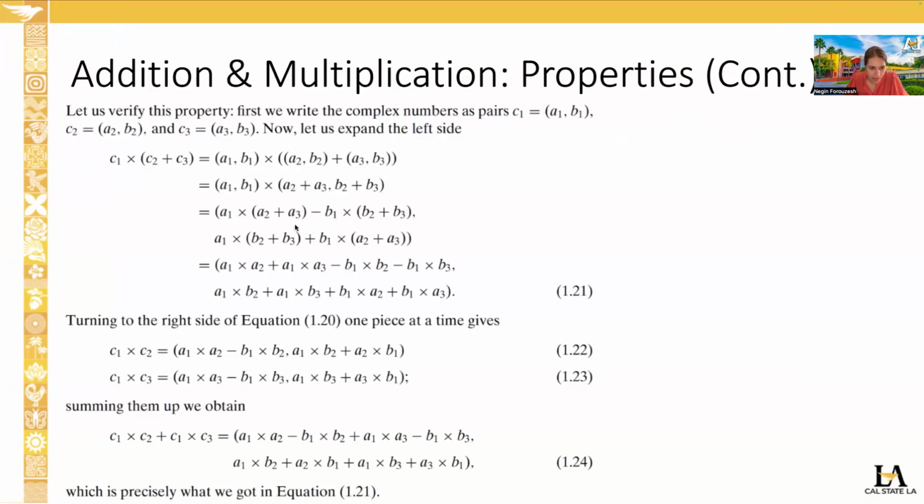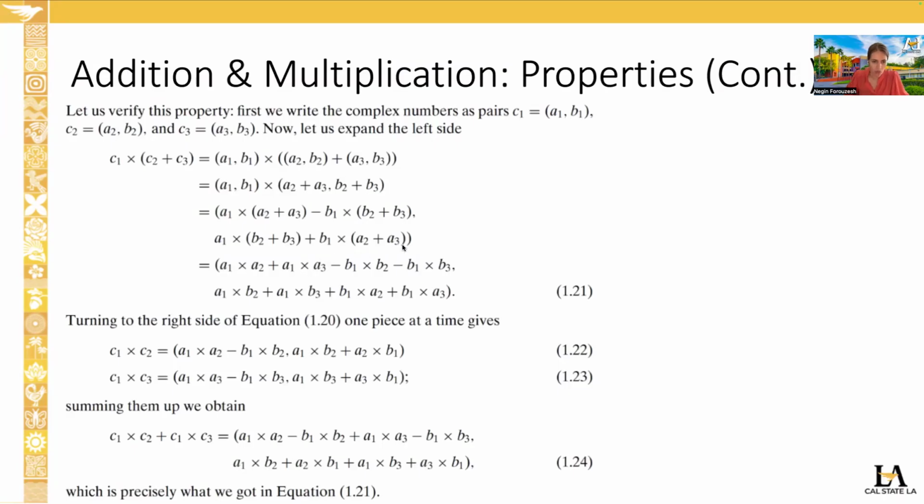And after that, we multiply this number, A1, B1, and this number, right? So we have A1 times this minus B1, and this is the first part, and this is the imaginary part, right?